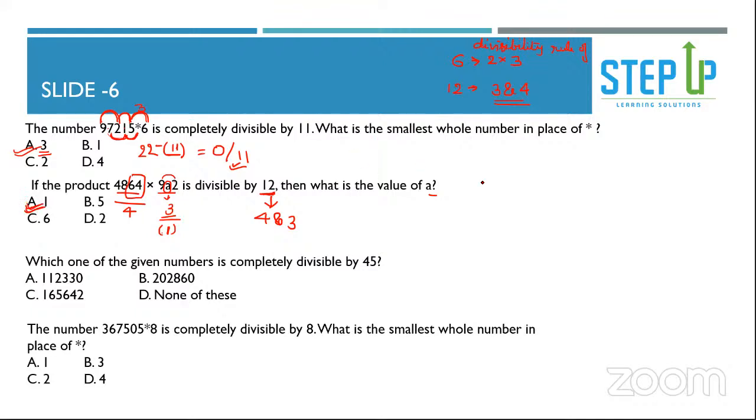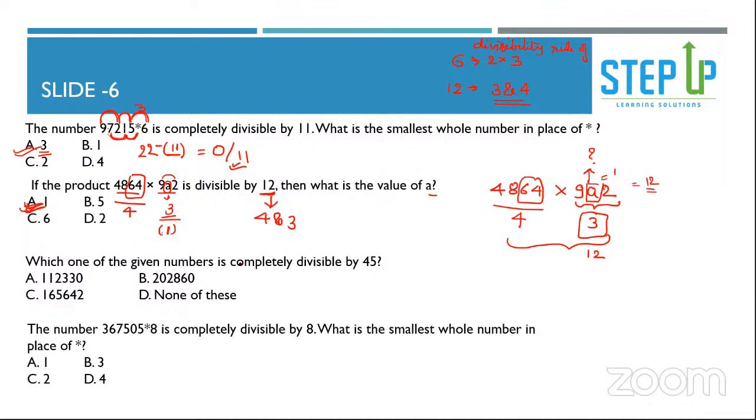I repeat, the number is 4864 into 982. I can clearly see that this number is divisible by 4. I just have to make this number divisible by 3 such that the entire number will be divisible by 12. So what should be the value of A such that it will be divisible by 3? 9 plus 2, 11. So if this A is equal to 1, it will be equal to 12. It means that I'll take A equal to 1.